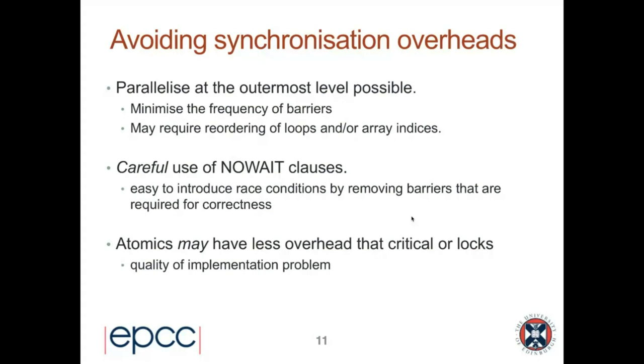If you have multiple loops inside a parallel region, then we can think about using nowait clauses to suppress some of those implicit barriers. But you really have to be careful. It's easy to introduce race conditions by removing barriers that are actually required for correctness. So you have to think quite carefully about whether those barriers really are breaking any dependencies and are really necessary, or whether the computations really are independent and the barriers can be got rid of.